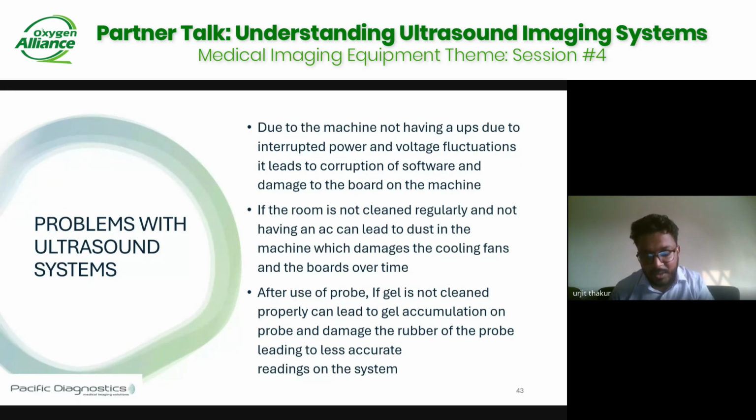And then the last one is, as I said, if the probes are not clean. This is more on the user than us. The user needs to be told repeatedly that he needs to make sure the probes for the system are kept clean and proper, so the damage to the rubber is not as substantial. The probes will be used for longer, and it also leads to better readings on the system because the probe is kept clean.